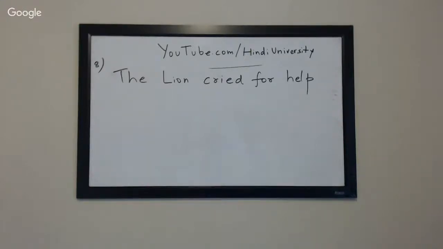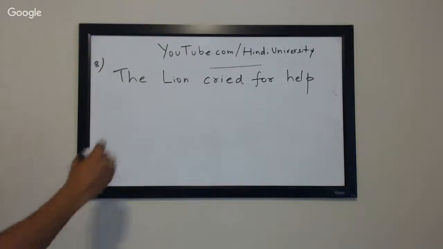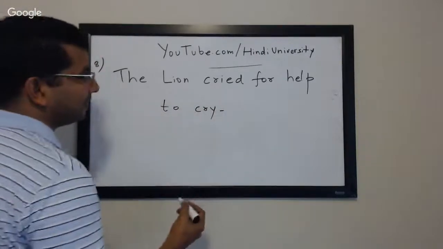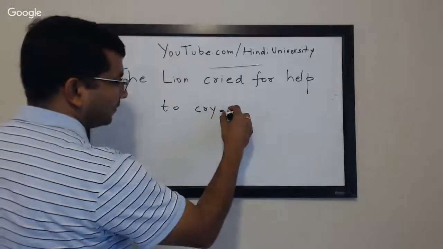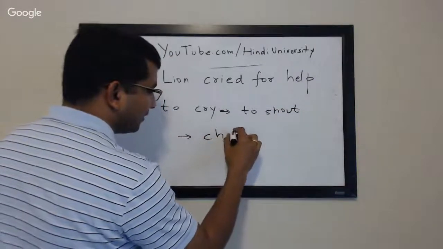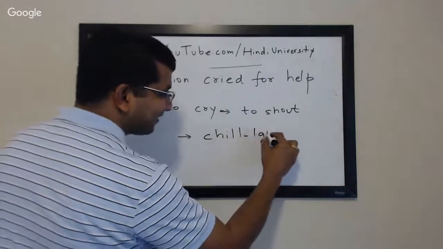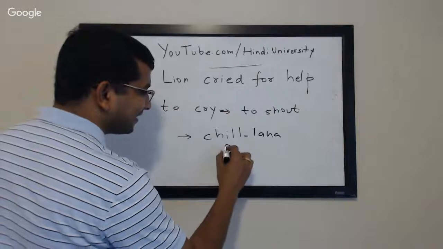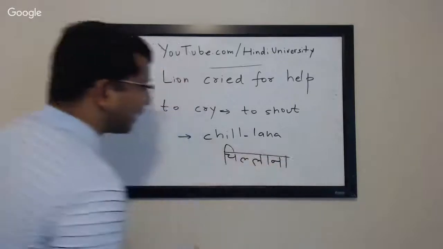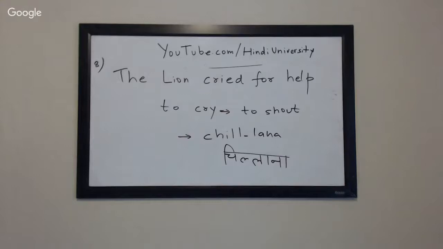Okay, so I'm going to give this one to Chelsea again. Lion cried for help. Okay, I'm thinking of the word for to cry. I know there's rona, but I don't think that's the word we use here. It might be more like to shout. I think chillana. That's right. So the word here is chillana. Literally it's chill and lana, but it's one word. In general, to cry is rona, but in this case the lion is crying for help.